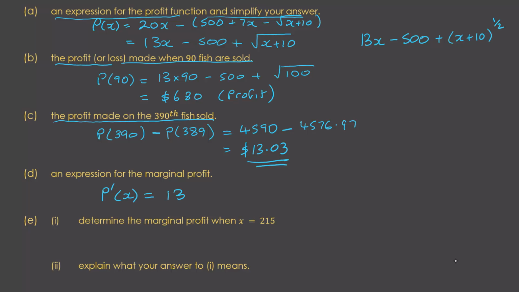So we're going to get 13. The 500 of course will disappear. And then when we differentiate this, we're going to get a half, x plus 10 to the negative half. Using the chain rule, the differential of the inside here is just 1. And so we can simplify this to 1 over twice the square root of x plus 10. So we get 13 plus 1 over 2 times the square root of x plus 10.